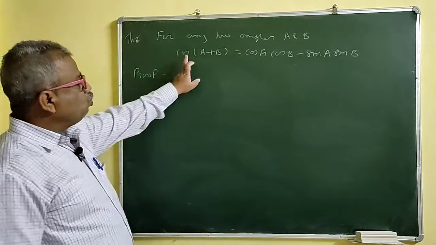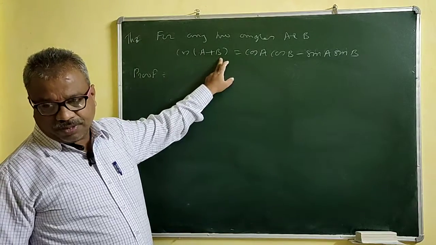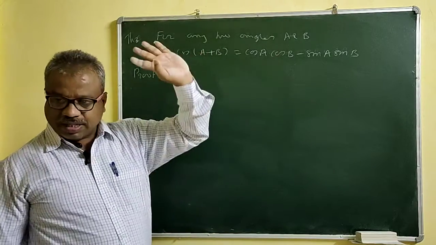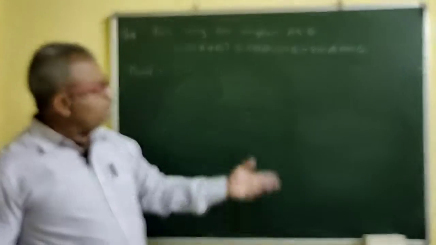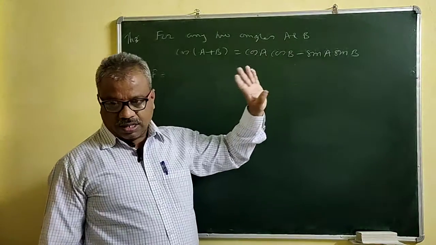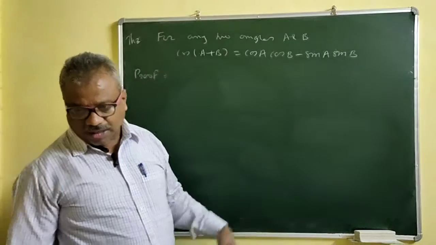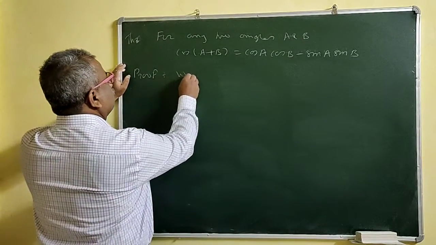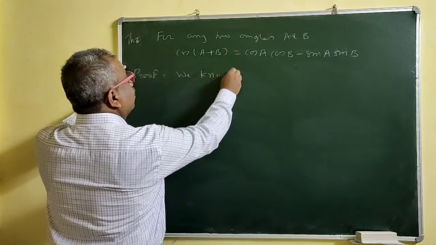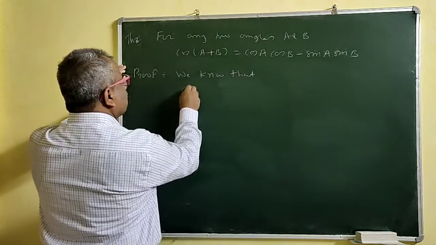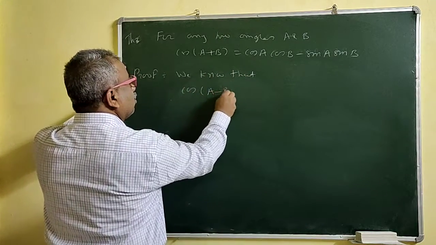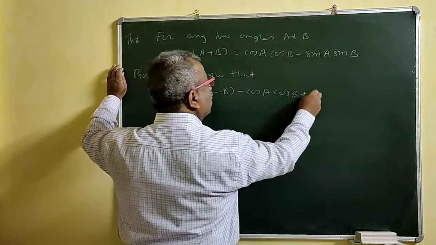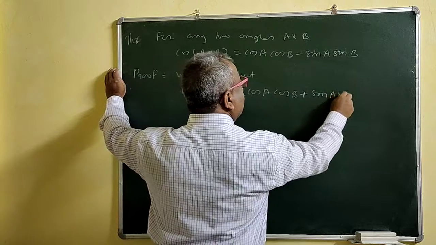What do you know? You know the formula for cos A minus B. We will just replace B by minus B everywhere, because you have the trigonometric ratios of B, and you know how to find the trigonometric ratios of angle minus B also. So solution: we know that cos of A minus B is equal to cos A cos B plus sin A sin B.